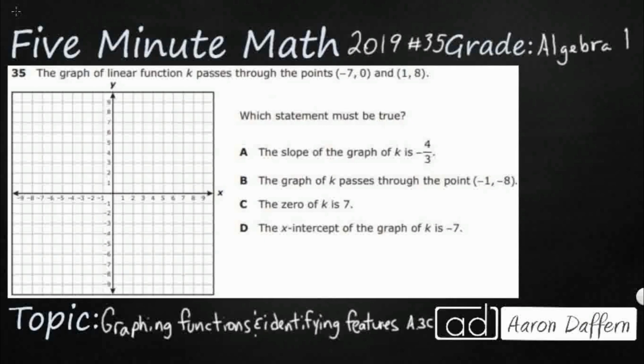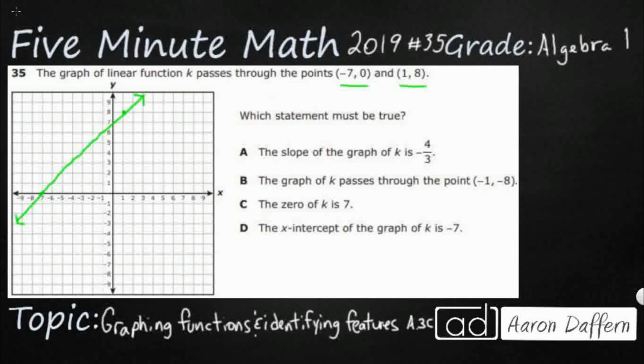So we have just 2 points here, (-7, 0) and (1, 8), and the graph of the linear function k passes through those 2 points. So since they give us this graph, let's go ahead and mark those down. That's the first point, and that's the second point right here, and we could try to draw a line to connect the two. It's not going to be perfect, but we can at least visualize it. All right, so we need to find one true statement.